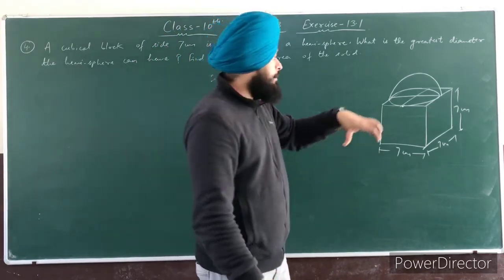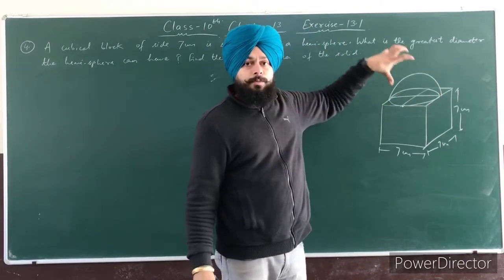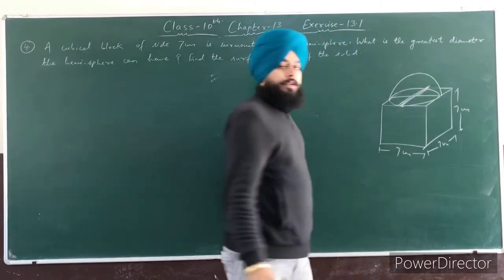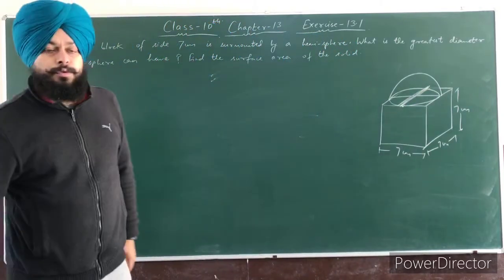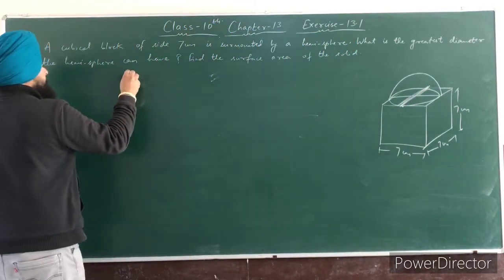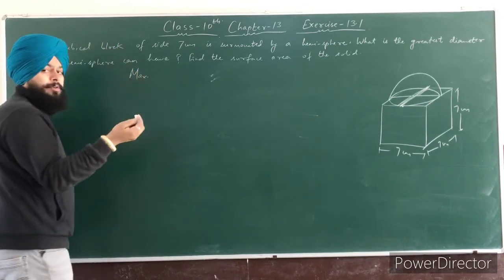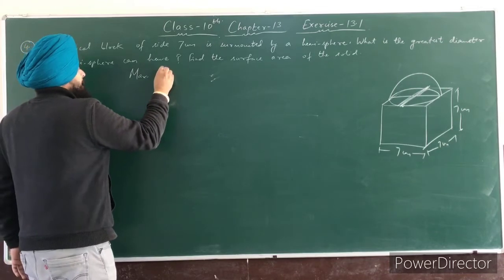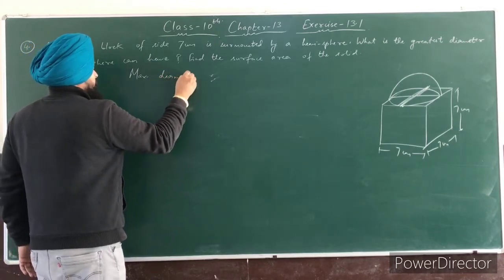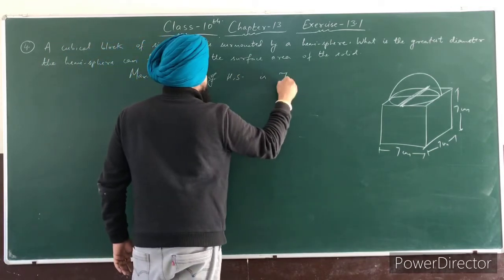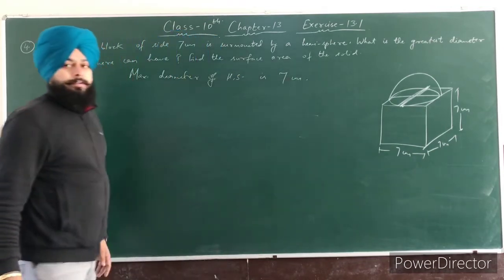You can mount it on that cubical block. So the maximum diameter of this hemispherical portion is 7 centimeter also. You can write here, maximum or greatest. Maximum diameter of hemisphere is 7 centimeter.